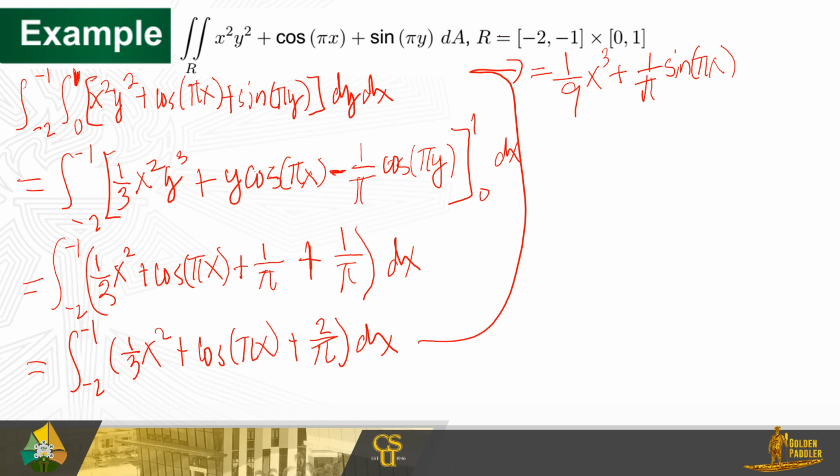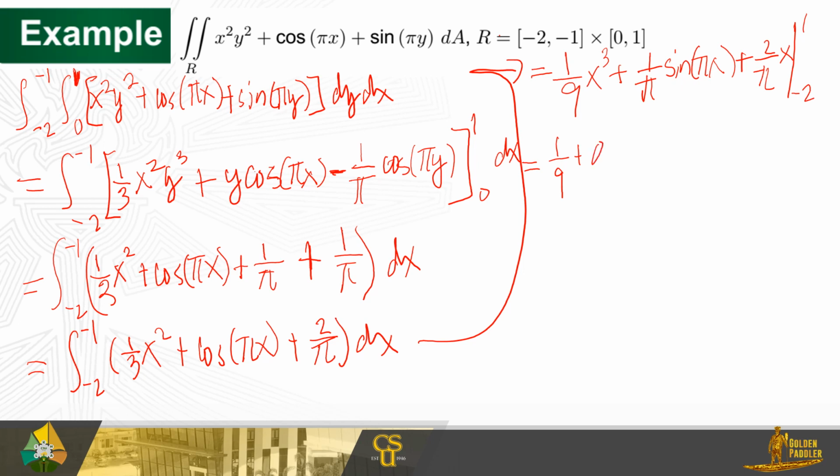Then, this, 2/pi is a constant, so it becomes 2/pi x. Okay? And this whole thing will be evaluated from -2 to 1. Okay? So we have, so 1 is the x. So we have 1/9 plus the sine of pi times 1. So sine of pi is 0, and 0 times 1/pi is 0. So we have 0 here.